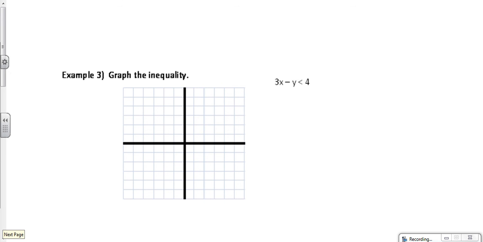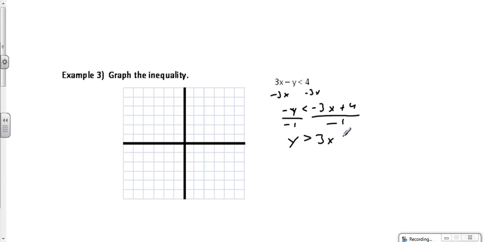Here's when we have to first solve for y. Divided by -1. Now, one trick about inequalities is if you ever divide by or multiply by a negative number when you are solving, you have to switch the inequality. And -3 divided by -1 is a +3, and 4 divided by -1 is a -4.